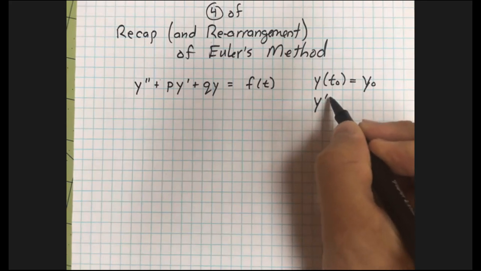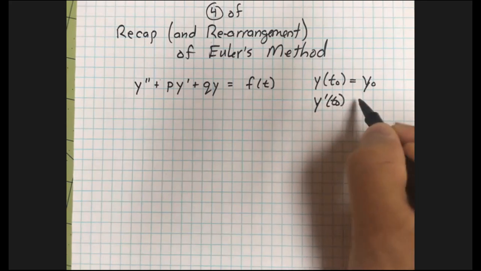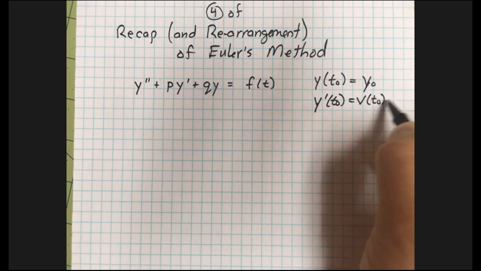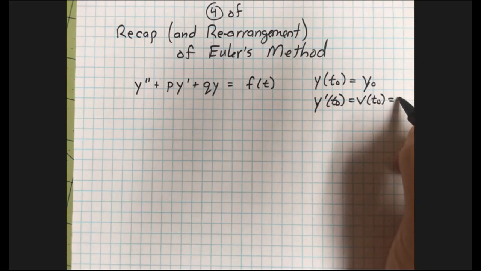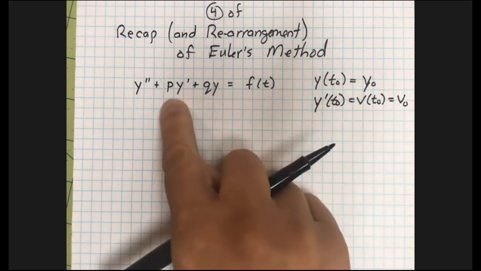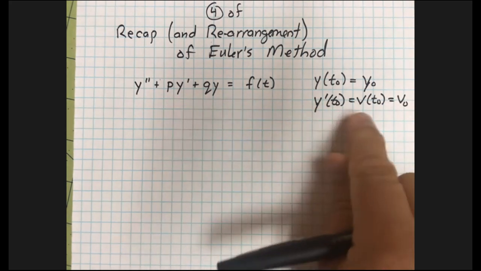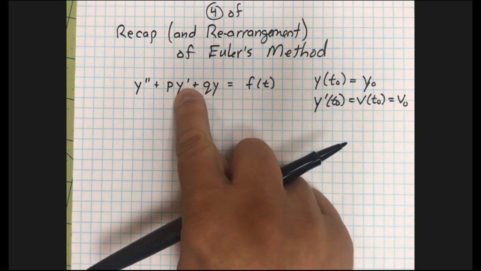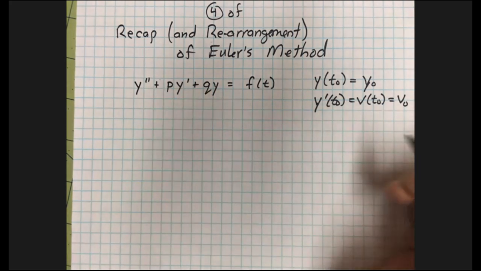Y prime at T 0, which is velocity at T 0, let's call it V 0. I could call it Y prime 0. We're using the analogy of position and velocity and acceleration. Y is position, Y prime is velocity, Y double prime is acceleration.